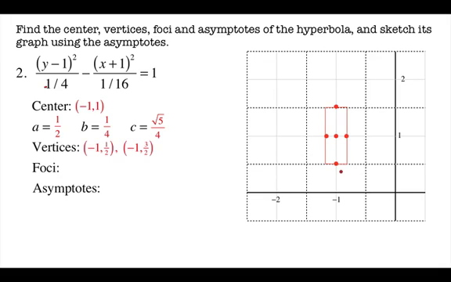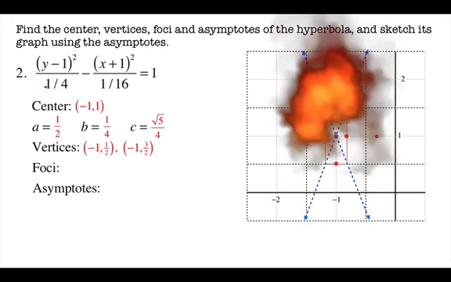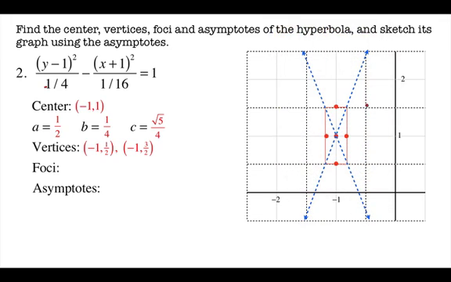But before I do that, I'm going to actually give the vertices. This one is the one at the bottom here: negative 1, 1/2. This one is the one on top: negative 1, 3/2, or 1.5. Then I can go ahead and draw my asymptotes. Here they are.